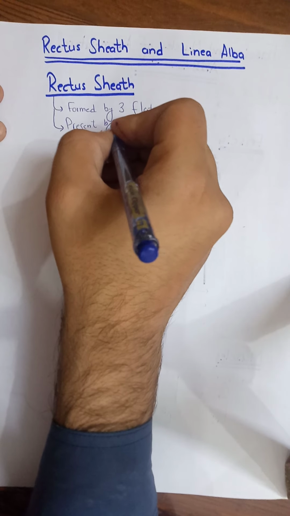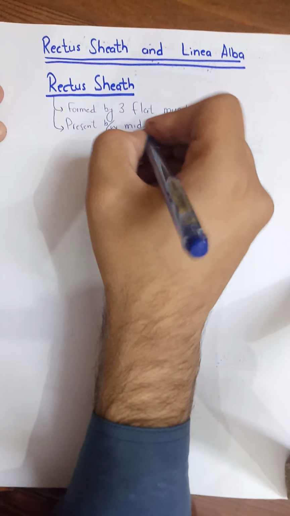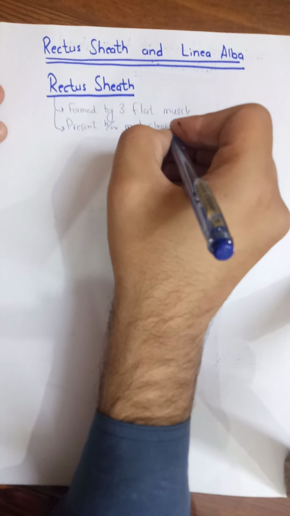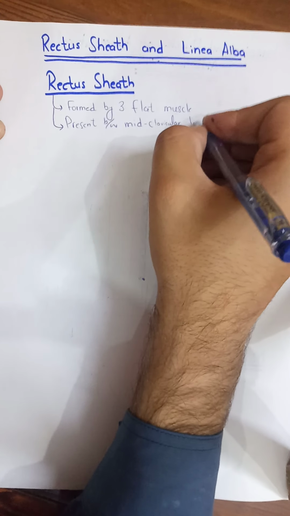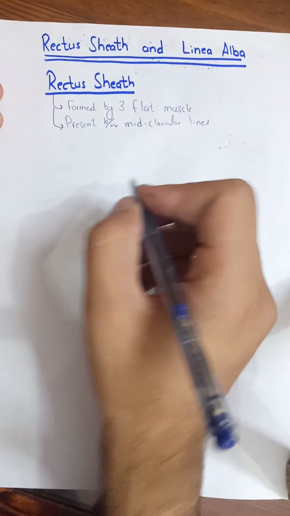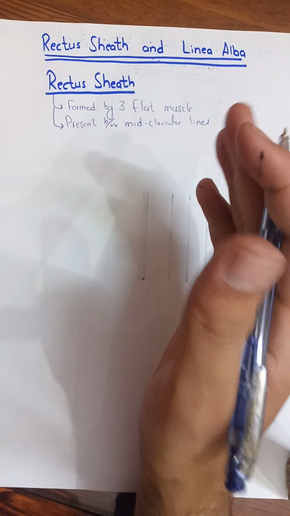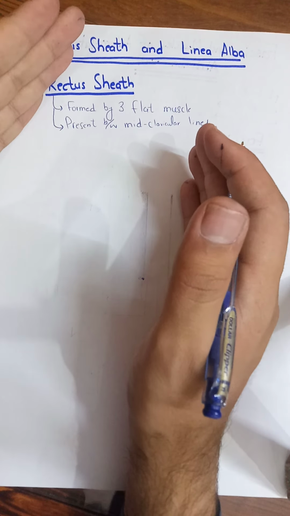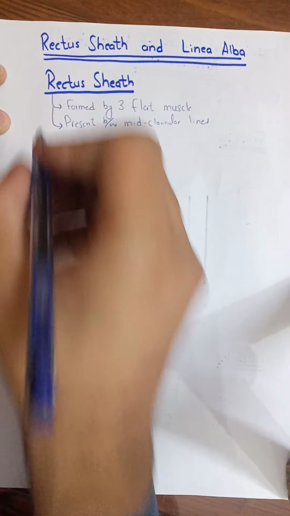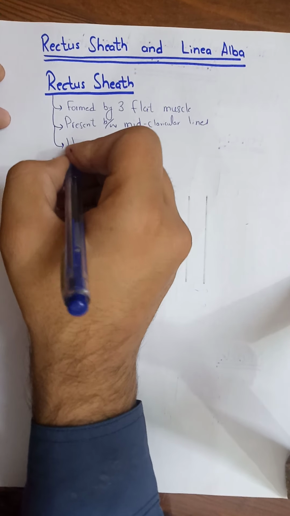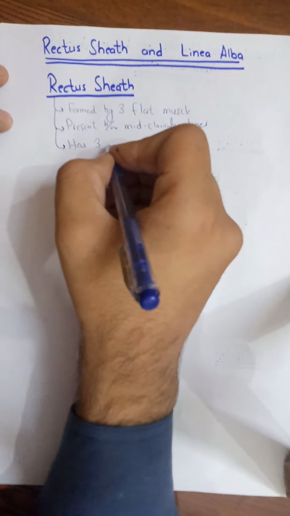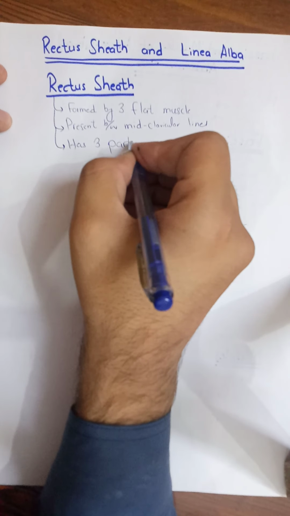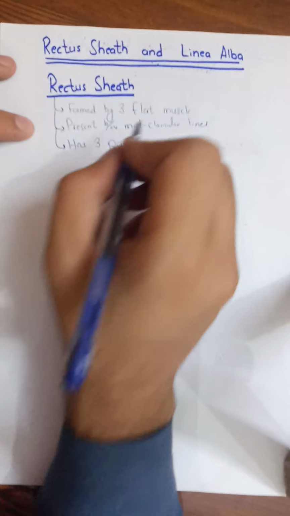Present between the mid-clavicular lines. These are its dimensions from both sides of the body. It will be present between the mid-clavicular lines of both sides of the body. And this rectus sheath actually has three parts. We will see those three parts here in detail.